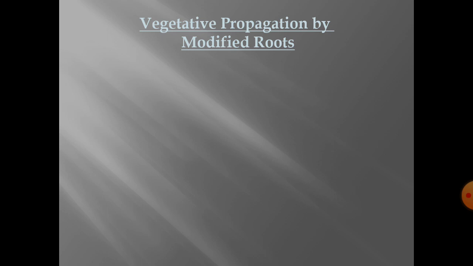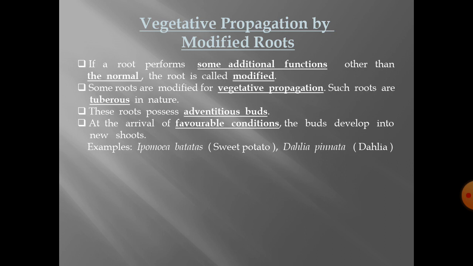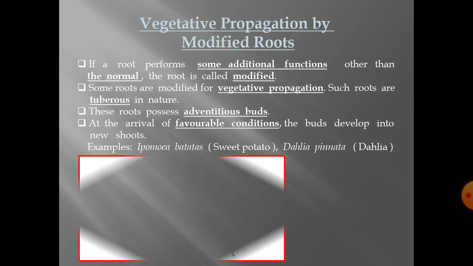Now, we come on to the examples. Ipomoea batatas, commonly called sweet potato, and Dahlia pinnata, which is an ornamental flowering plant, are examples of modified roots undergoing vegetative propagation. Now, these are the main points of my explanation. To sum up, now we move on to the illustration.